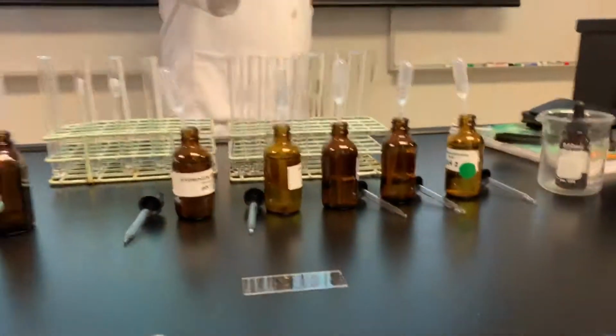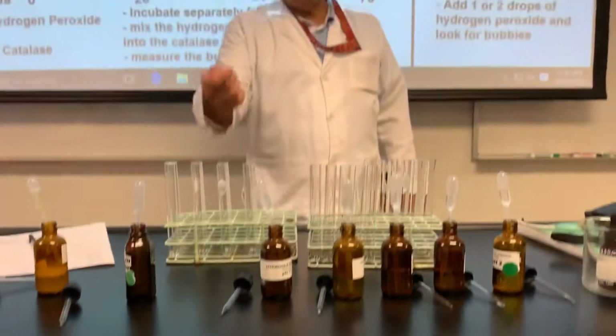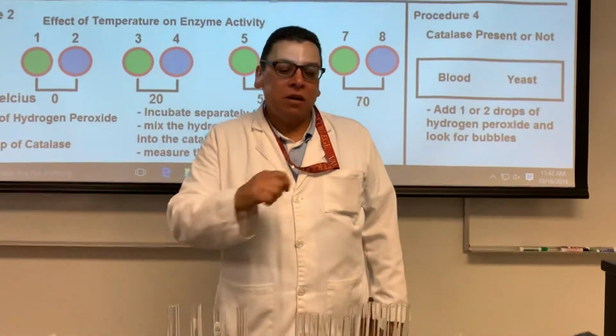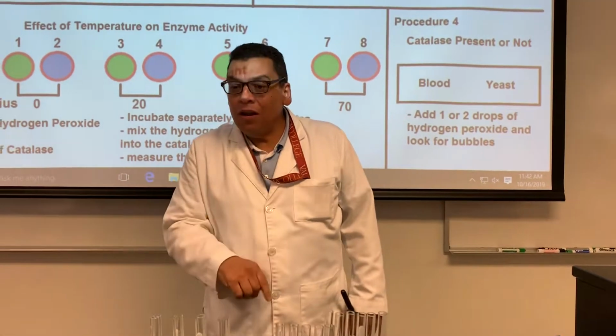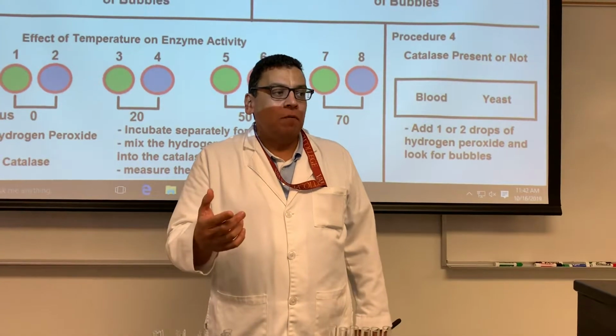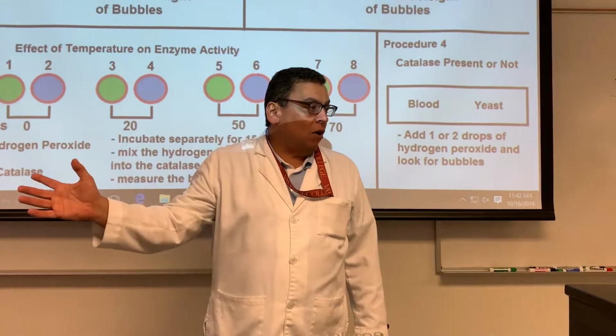We're gonna put a drop of blood and a drop of yeast, and then we're gonna follow it up with hydrogen peroxide. Hydrogen peroxide is the substrate. And how are we gonna know if blood has catalase? It's gonna bubble.